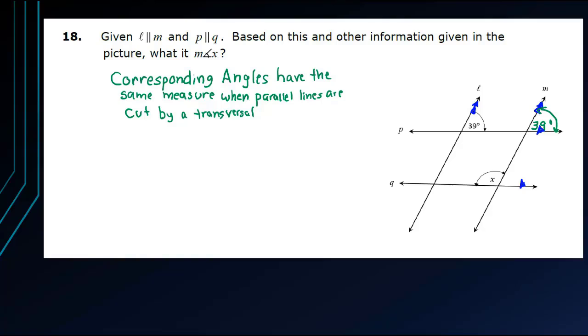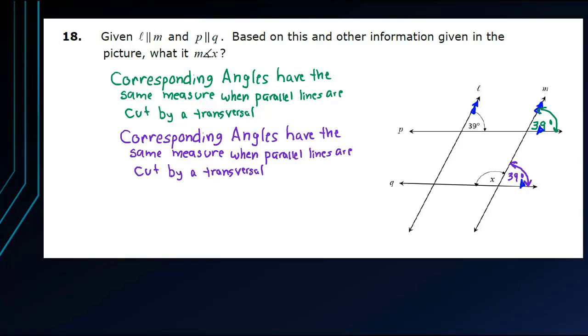Now when I look at lines P and Q, this angle down here should be the same as this angle, because it's also a corresponding angle, with these two being the parallel lines and this being the transversal. And so I know that this angle is 39 degrees. These two angles are a linear pair and are supplementary to each other. Therefore, the measure of angle X plus 39 degrees should total 180, which means that the measure of angle X should be 141 degrees. So there's different rules you could have used, but that's the way I approached it. There's different ways to get there, though.